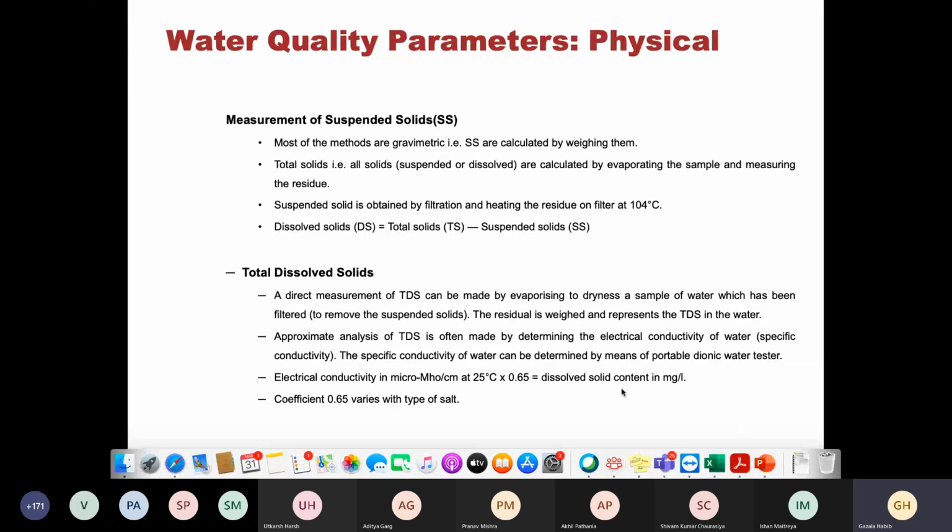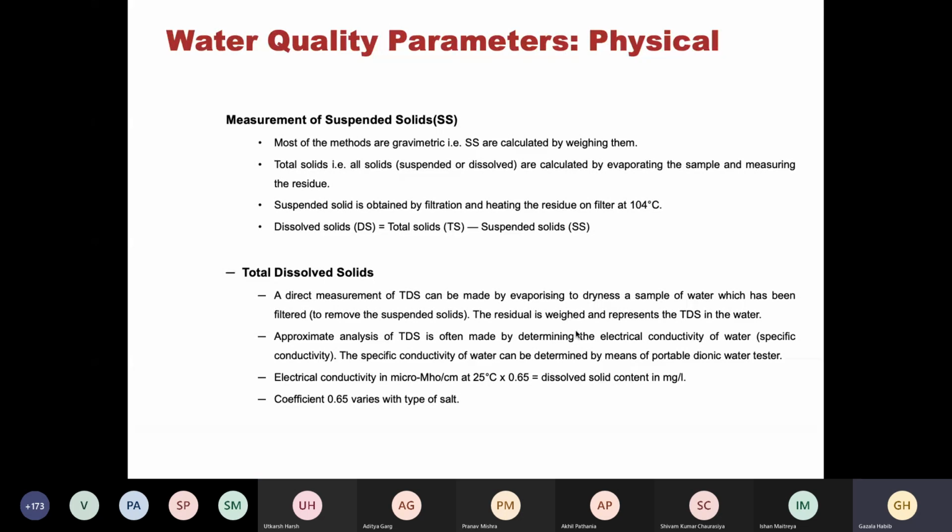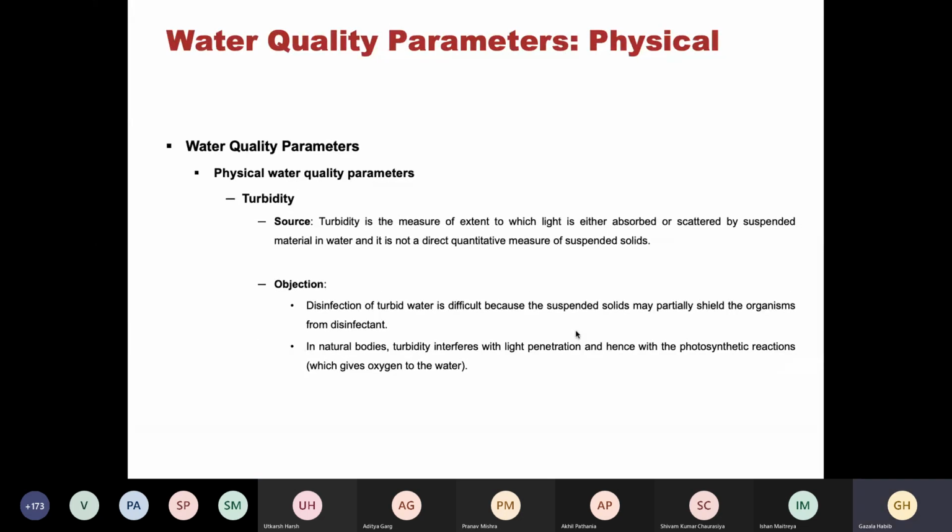Okay. So this is how the total suspended solid, dissolved solid, and suspended solid can be determined in a water sample. And why do we want to know the suspended solid concentration? Can anybody say?